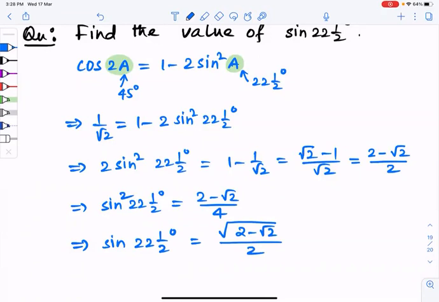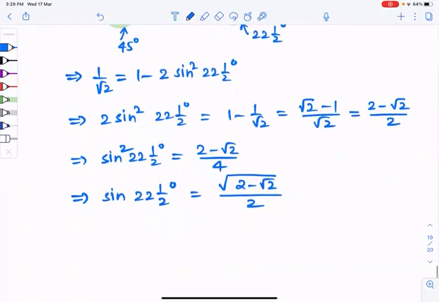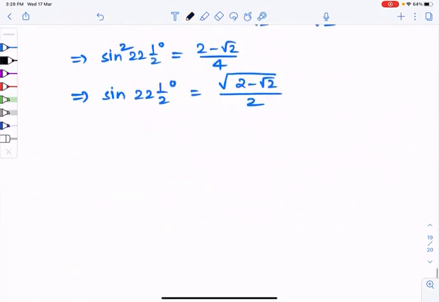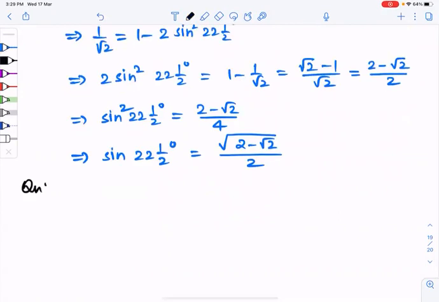Okay, so that is our sine 22.5. Similarly, you can find cos 22.5, tan 22.5, all those things. We will take one more case here. Find the value of sine 18 degrees.